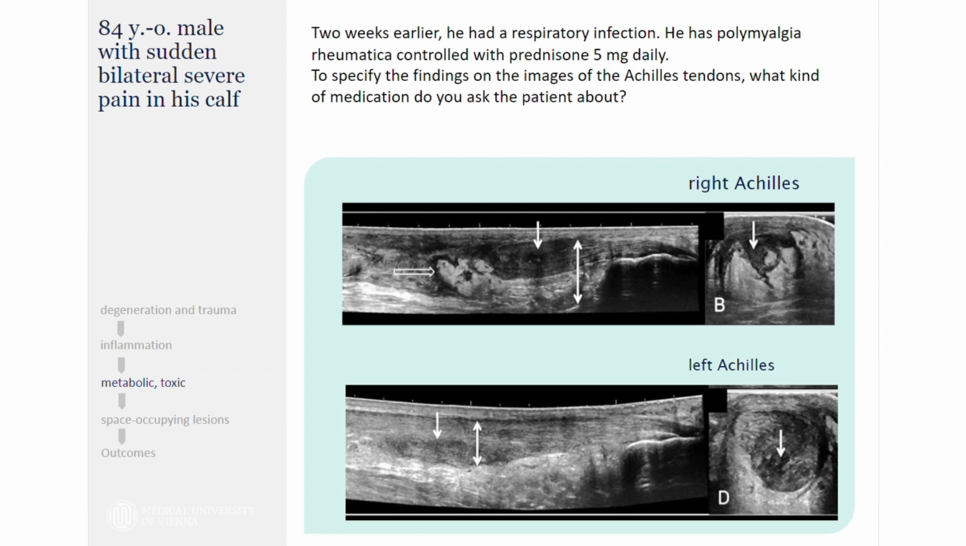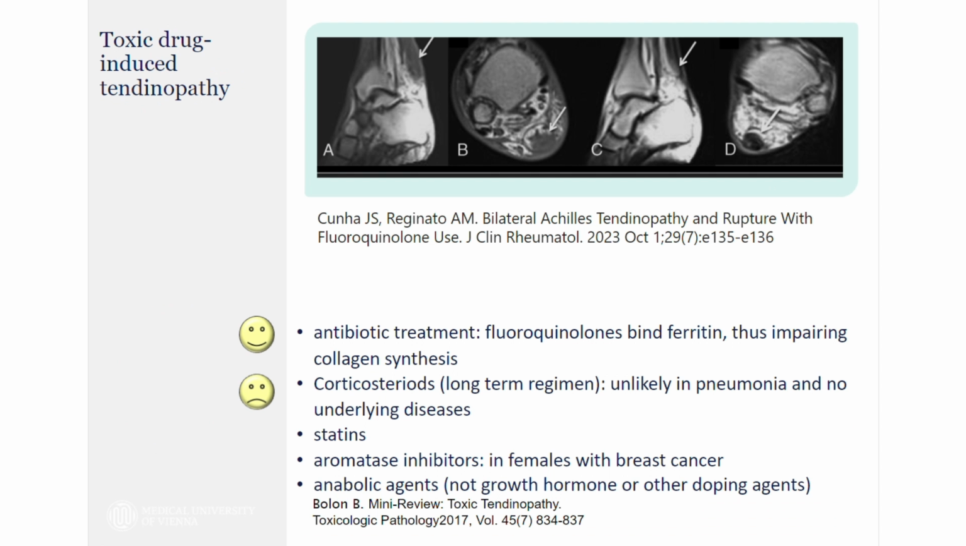And if you have such a typical history and involvement of both Achilles tendons, then this is very typical for fluoroquinolone destruction. I would guess that for about 10 years, fluoroquinolone has been removed from the market to a high degree, but not totally, because it's a very good antibiotic drug. It's very effective, so it's still on the market for certain cases. Therefore, we have to have the awareness to observe it.